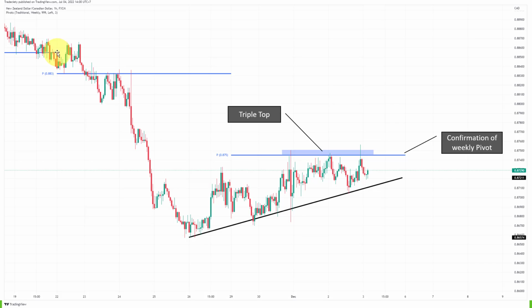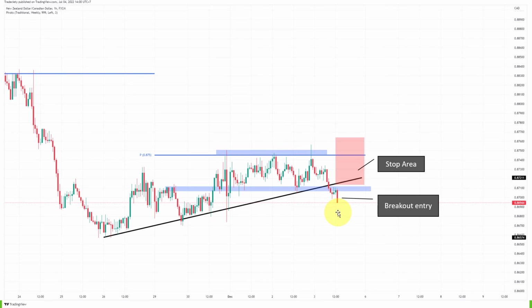Again, what we do is we add the pivot point. We are on the 1 hour, just like here, and we add the weekly pivot point. The market is retesting the pivot point from underneath. We have a triple top. You can see very strong rejection here. And then what we're doing is we wait for the breakout. We have kind of a break and retest entry, very strong selling, stop area depending on your level of aggressiveness.